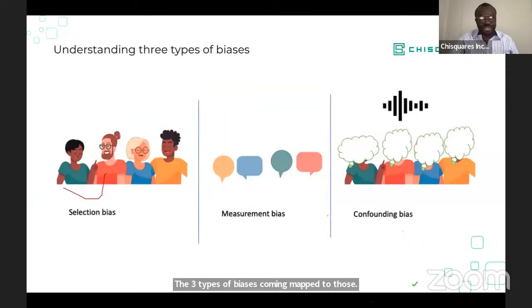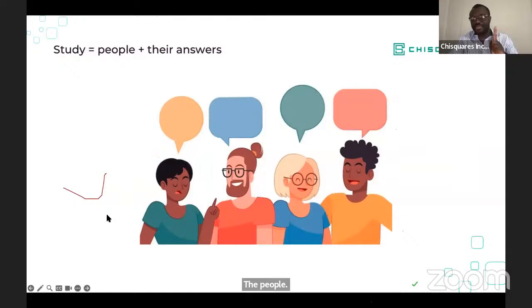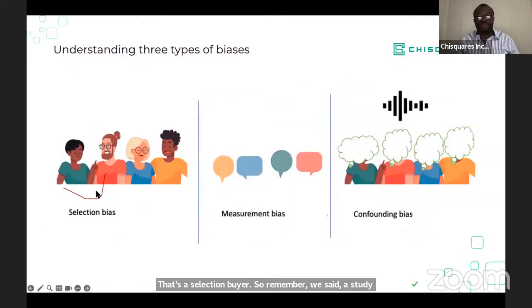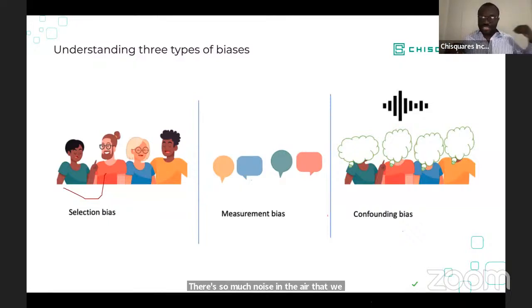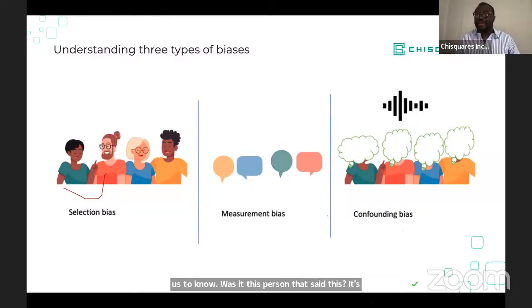When there's a problem with the people, that's a selection bias. Remember, we said a study is equal to people plus the answers. Well, if there's a problem with how we selected the people, that is selection bias. If there's a problem with how we collected their answers, that is measurement bias. And confounding bias is a problem where we cannot know who said what. There's so much noise in the air that it's hard for us to know, was it this person that said this? It's hard for us to know for sure, right? So confounding bias creates a scenario whereby we have a whole bunch of alternative explanations.